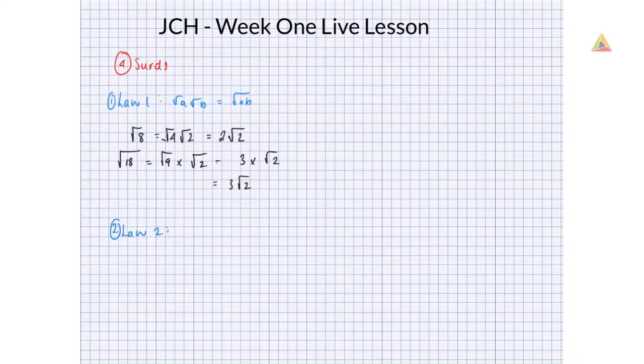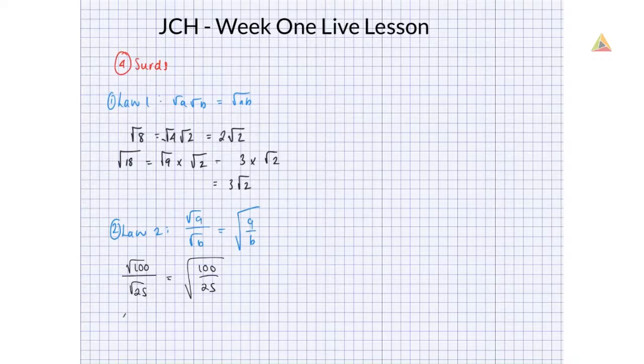So the second law is root A over root B is the same as saying the root of A over B. And we'll do an example to show that now as well. So if we have root 100 over root 25, that's the same as saying root 100 over 25. So let's check, is that true?